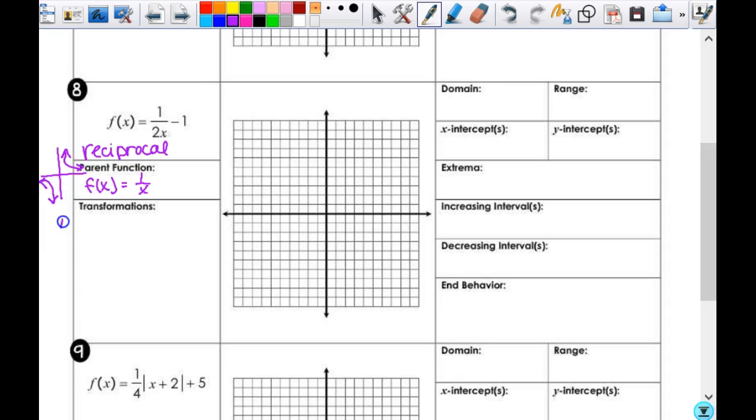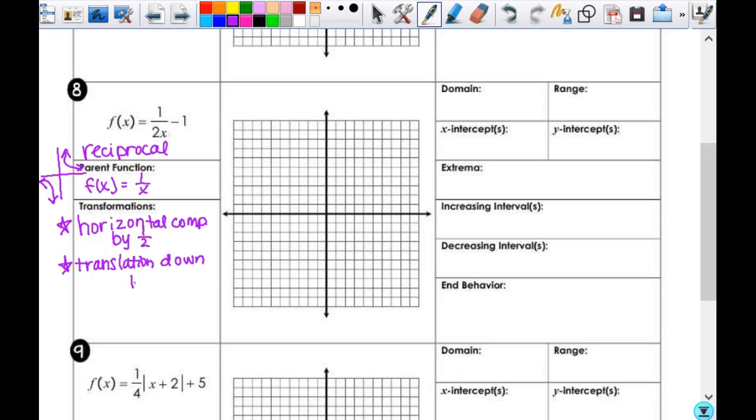So for our transformations, we know that this is going to be a horizontal compression by a factor of 1/2. Does everyone see how I got that? The 1/2? Yes? Okay. And then we know that it is going to have a translation. It's going to be down 1, right?